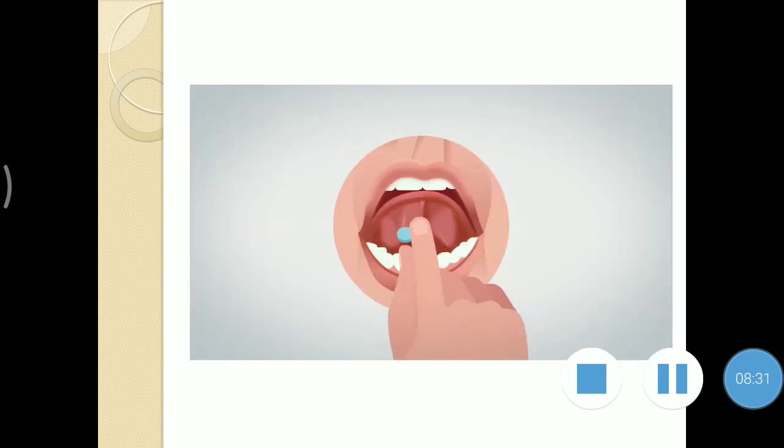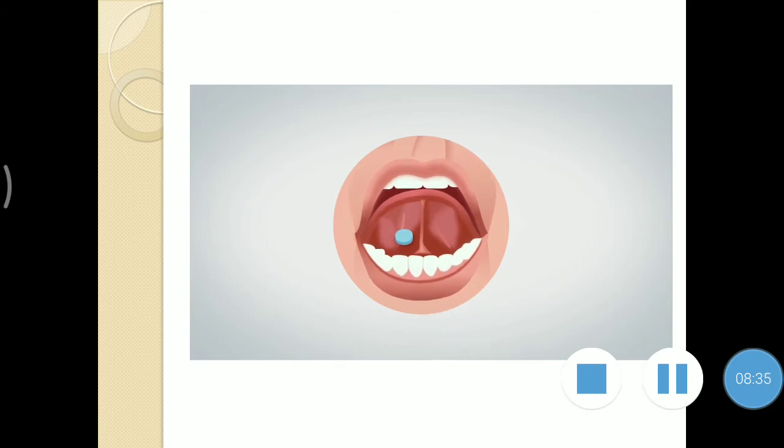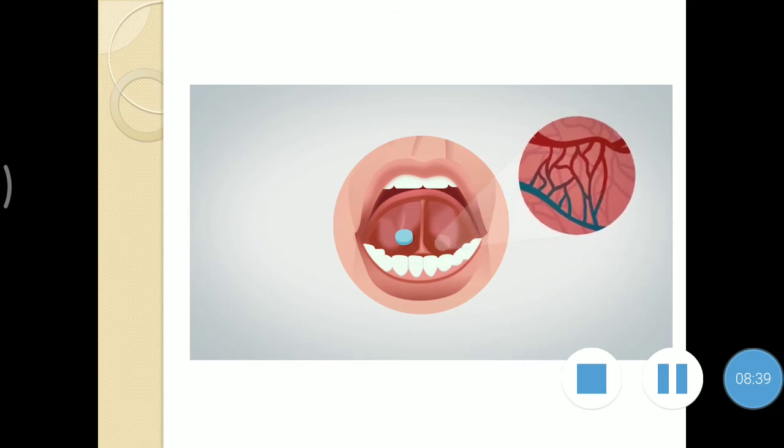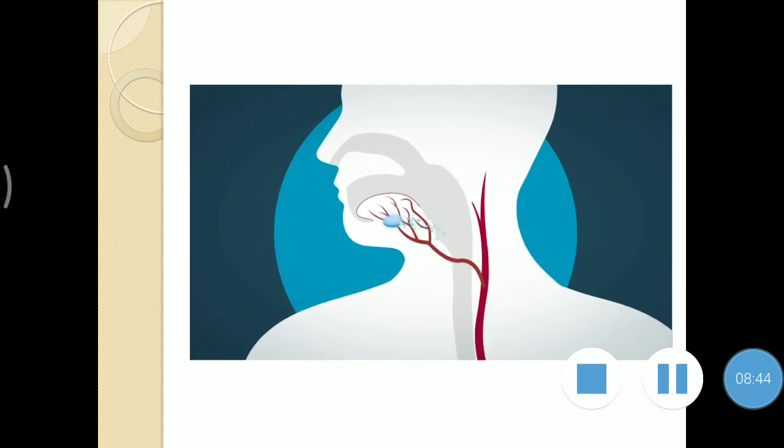For a double dose, wait for the first wafer to dissolve before placing the second wafer on the other side of the sublingual space. Thin membrane under your tongue. Medication goes directly into your bloodstream.